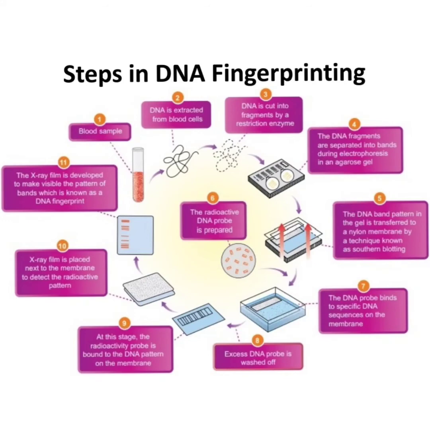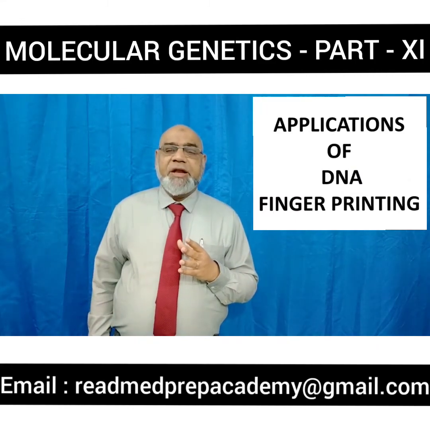The DNA band pattern in the gel is transferred to a nylon membrane by a technique known as Southern blotting. The DNA probe binds to specific DNA sequences on the membrane. Excess DNA probe is washed off. At this stage, the radioactive probe is bound to the DNA pattern on the membrane. X-ray film is placed next to the membrane to detect the radioactive pattern, and the X-ray film is developed to make visible the pattern of the bands, which is known as a DNA fingerprint. What are the applications of DNA fingerprinting?